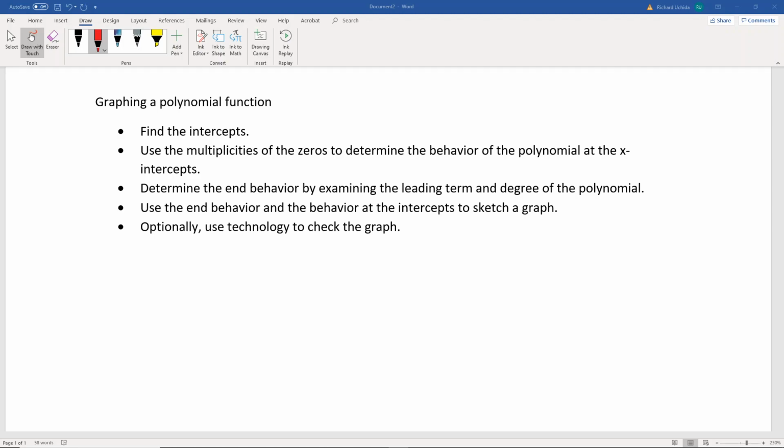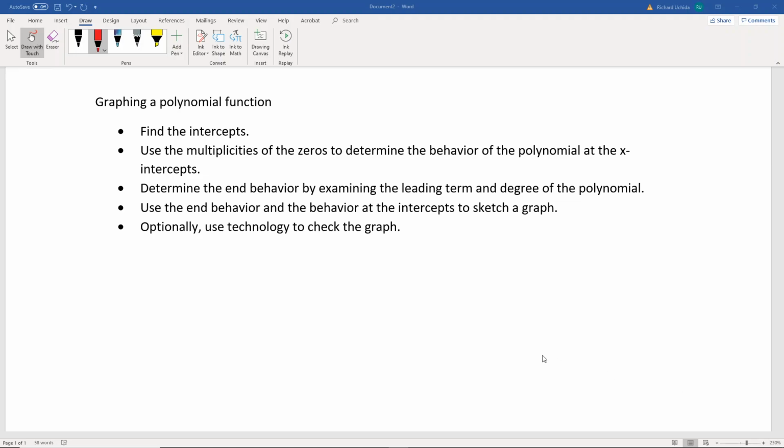Then you would use the multiplicities of the zeros to determine the behavior of the polynomial at the x-intercepts. And then you would also determine the end behavior of the graph by examining the leading term and the degree of the polynomial. Now the last two you could switch which one you do first, although to find the degree of the polynomial, it can be helpful to find the multiplicities of the zeros. Then you use the end behavior and the behavior at the x-intercepts to sketch a rough graph of the function. And then optionally you could use technology to check the graph.